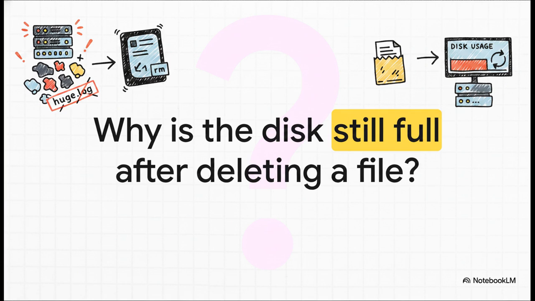You log into your server, alarms are blaring because the disk is at 100% capacity. You track down this massive log file eating up all the space, and you type rm huge log to delete it. Boom, it vanishes from your screen. You breathe a huge sigh of relief, you check the disk space again, and no way, it's literally still 100% full. So what just happened?